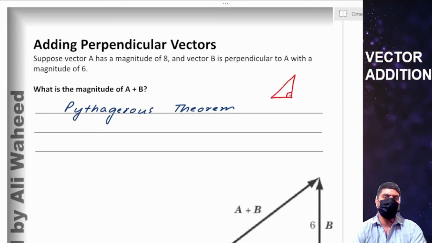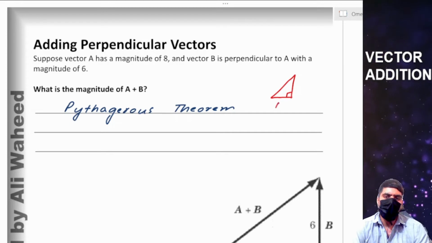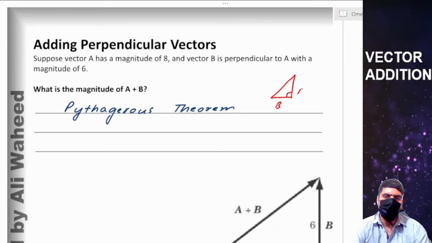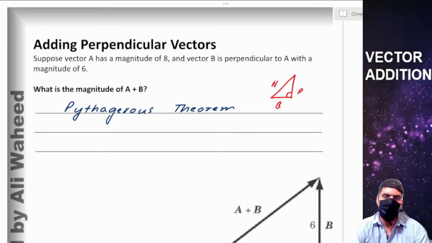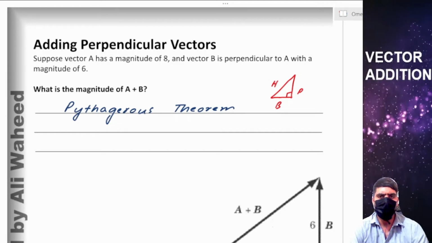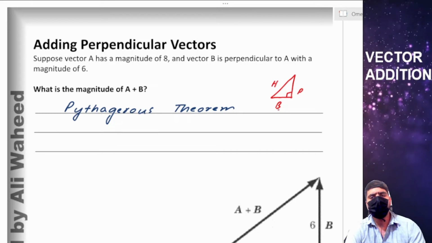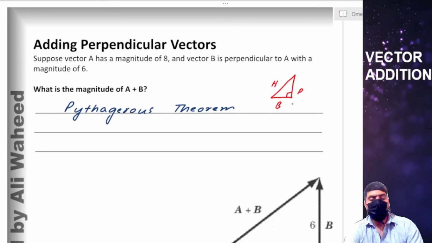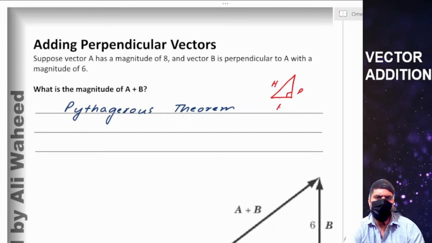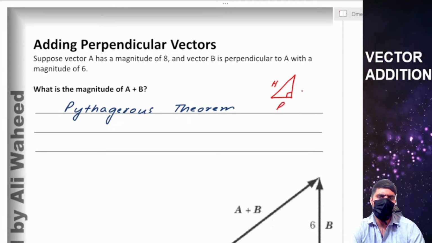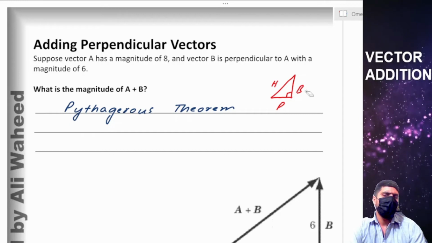This one angle is given as 90 degrees. So this one you can call base, this one would be your perpendicular, and this is the hypotenuse. The longer side is called hypotenuse, and the other two sides can be used interchangeably. What I'm trying to say is you can call this one base and this one perpendicular, or the other way around. It doesn't really make any difference.